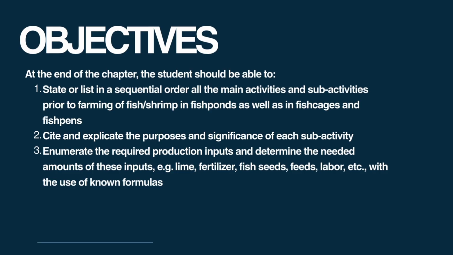Second is to cite and explicate the purposes and significance of each sub-activity. Third and last one is to enumerate the required production inputs and determine the needed amount of these inputs, such as the lime, fertilizer, fish seeds, feeds, labor, etc., with the use of known formulas. So, heads up, na meron tayong mga formulas na i-discuss later sa topic na ito.